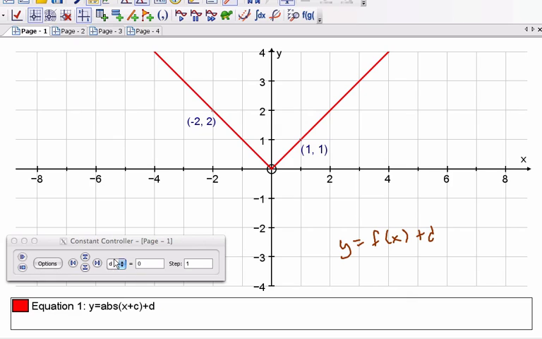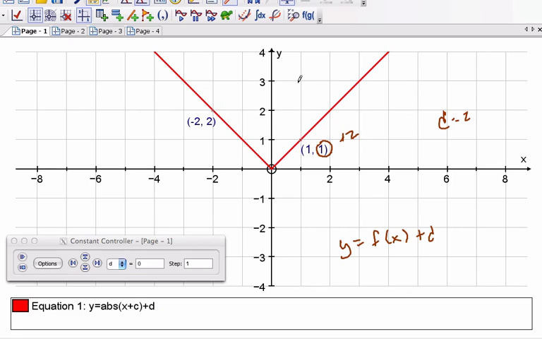Well, I'm going to take my constant controller here, and I'm going to change this value from 0 to 1. And what's going to happen is I am going to change the y value, since outside the function is going to change the y value. And if I change the d value to 2, I'm going to take the y value that I have now, and I'm going to add 2 to it.